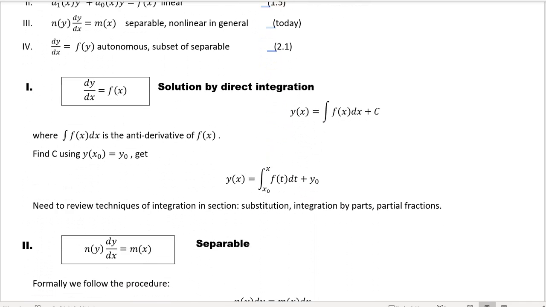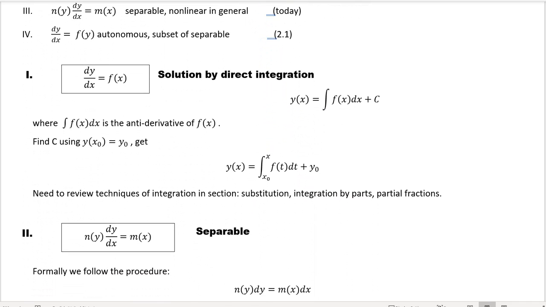Alright, so let's talk about the first one, dy/dx equals f of x. The solution is by direct integration. So y of x is the integral of f of x dx plus c, where the integral of f of x dx is the antiderivative of f of x. And then to find c, we just plug in the initial conditions. So this is the formula we can get.